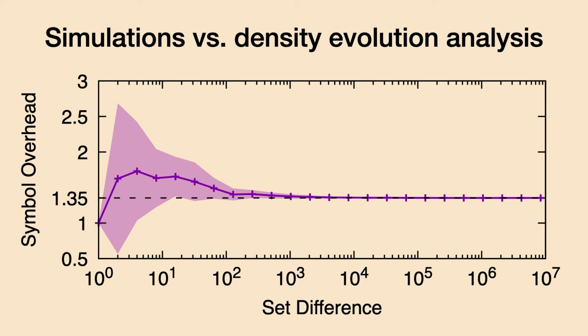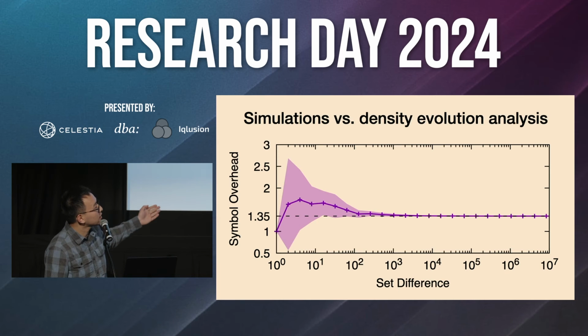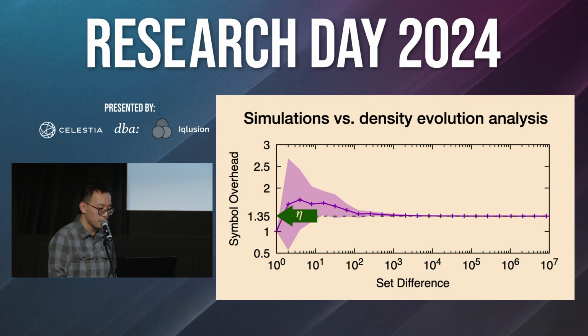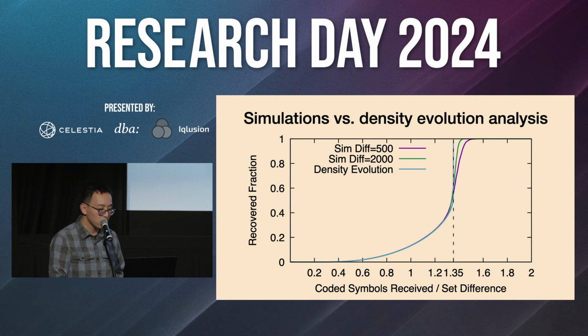Our theorem tells the overhead eta when the symmetric difference is infinitely large. But for finite differences, we can run simulations, and here's the result. The x-axis is the number of items in your set difference that you want to reconcile, and the y-axis is the overhead, and we can see that the overhead quickly converges to 1.35, which is predicted by the density evolution analysis. And the theorem also shows the progress of decoding as Bob receives more and more symbols from Alice. And again, we can compare the theory and the simulations, and we can see that they match pretty well.